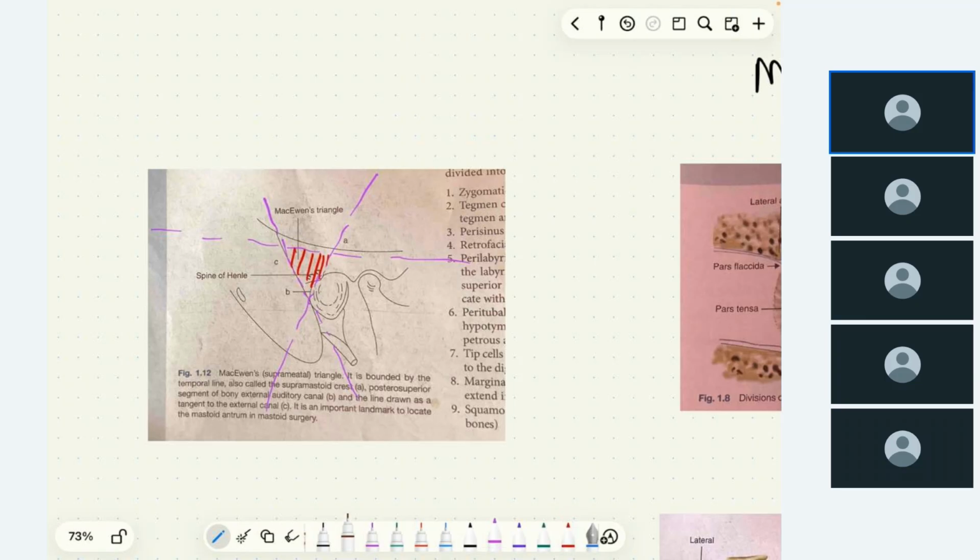Superiorly, it's bounded by the superior temporal line, and anteriorly by the posterior superior part of the external acoustic canal. And then at last, we draw an imaginary tangent from the superior temporal line joining the posterior superior part of the external acoustic canal. This forms the McEwen triangle. Beneath the McEwen triangle lies the mastoid antrum, which is the important surgical landmark for mastoid surgery.